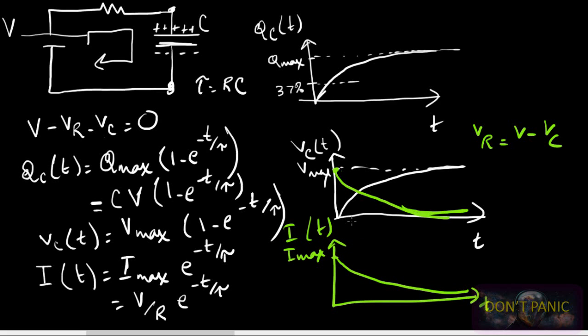Okay, so let's talk about what happens when the circuit is discharging. Suppose you take a capacitor that is fully charged, and then you connect this capacitor with a resistor. Then what's going to happen to the voltage and the charge and the current in this circuit? So let's look at the voltage across the capacitor as a function of time.